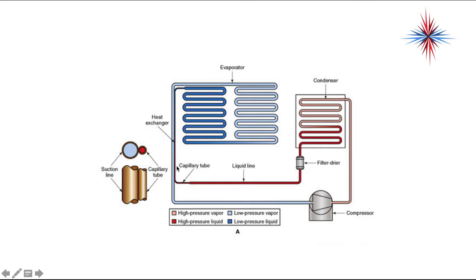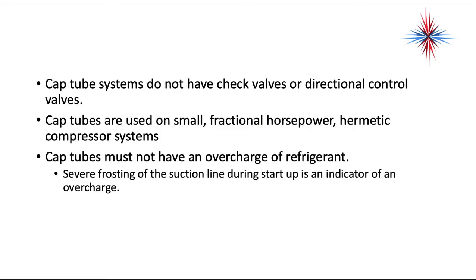Okay, and this shows it again as another picture. Cap tube, suction line, so that there's a heat exchanger going on. We're subcooling the liquid in the cap tube, but we're also making sure that any liquid refrigerant that's in the suction line gets boiled off before it gets to the compressor. Remember, compressors are a vapor pump. They don't like liquid. Cap tube systems do not have check valves or directional control valves. They're used on small fractional horsepower hermetic compressor systems.